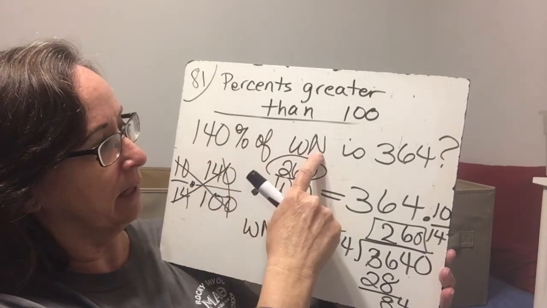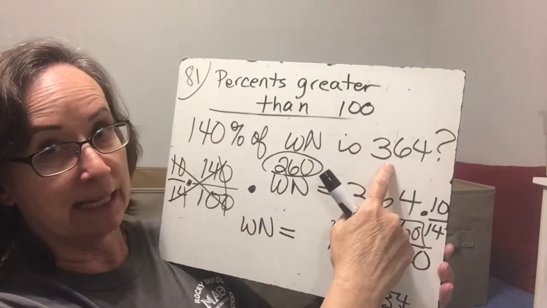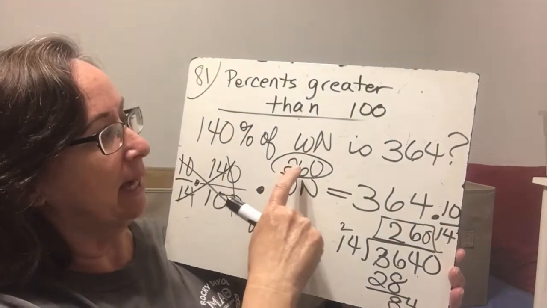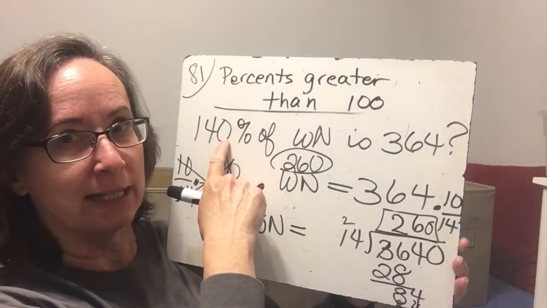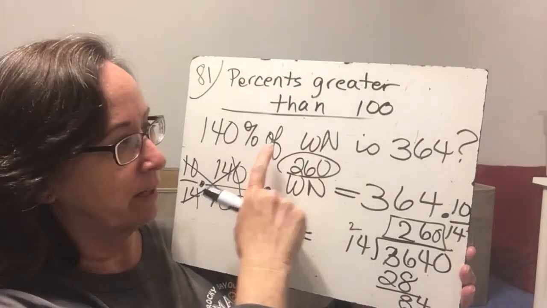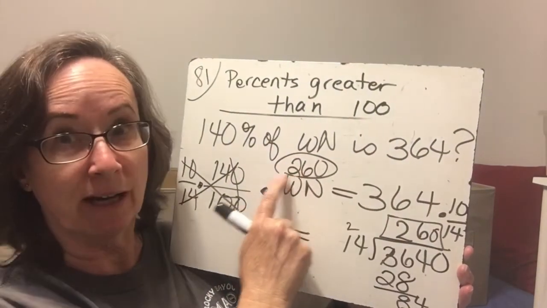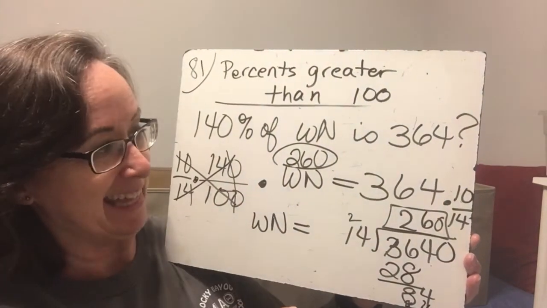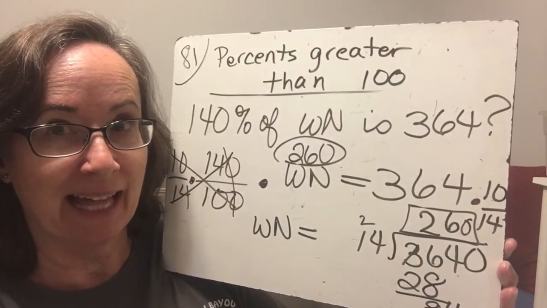140% of 260 is 364. And that sounds right, doesn't it? Because the 140 is greater than 100, so the is number must be greater than the of number. And it is. And I think we're done with that lesson.